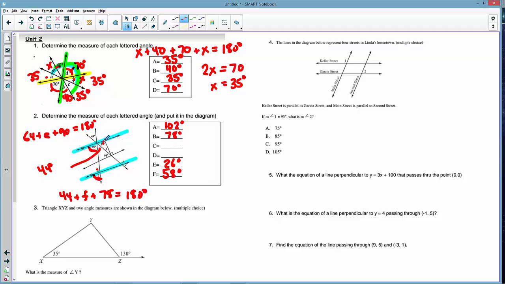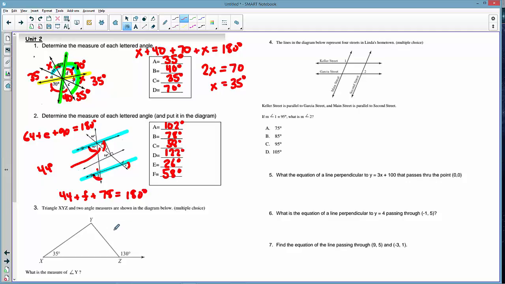C and F are corresponding angles. There's F, there's C. They're corresponding angles with two parallel lines. So they're congruent, right? So this should be 58. And D is a linear pair to 58, so that's 122 degrees.